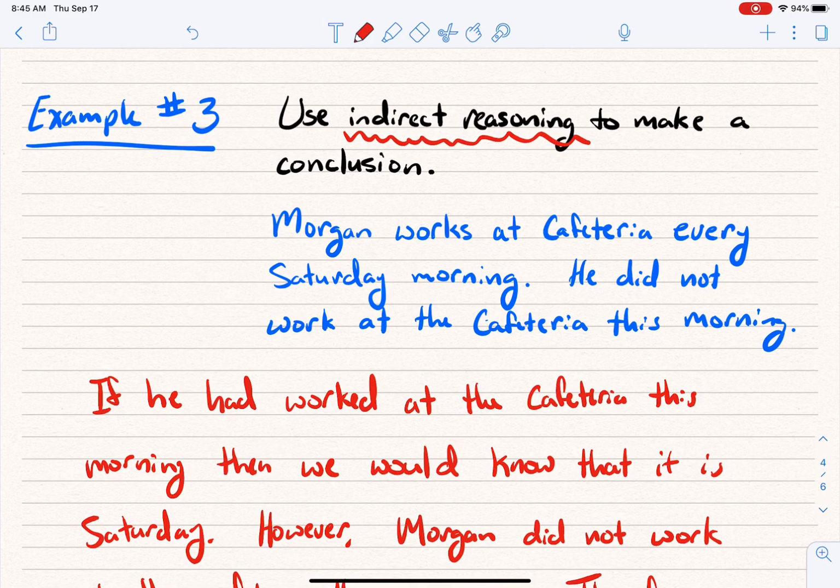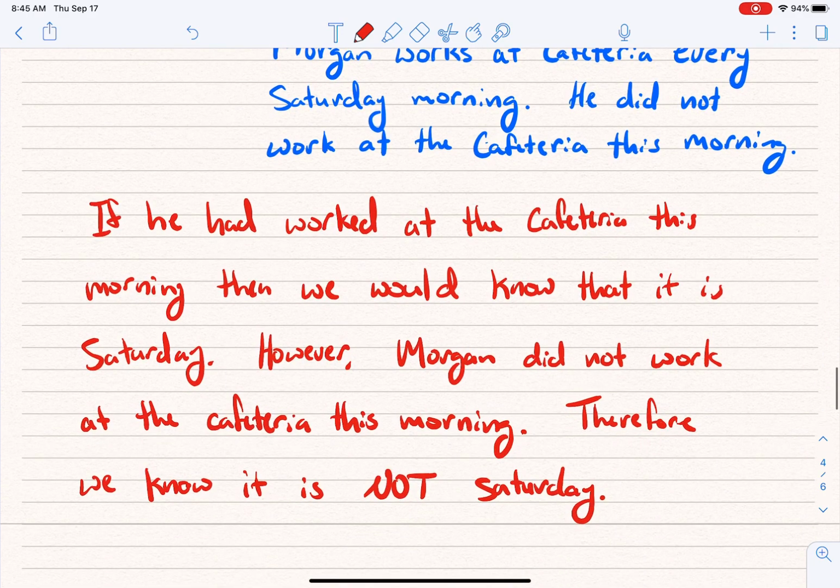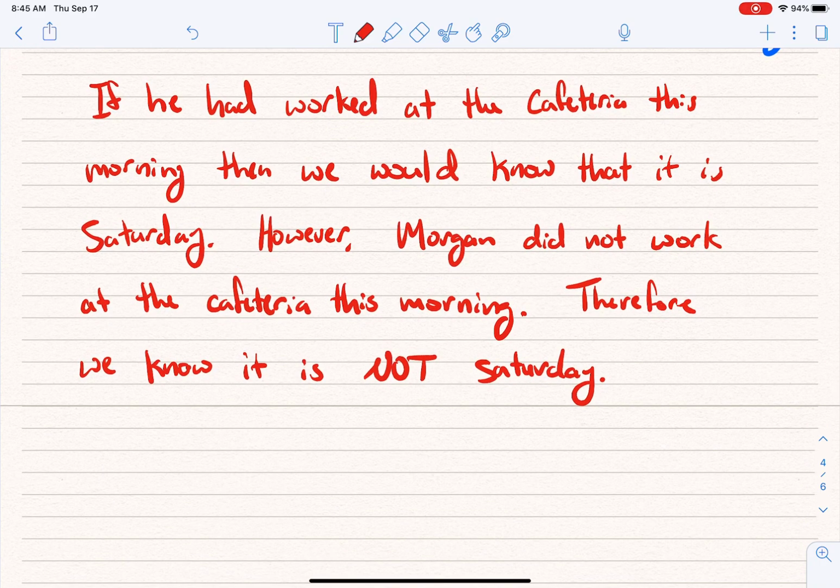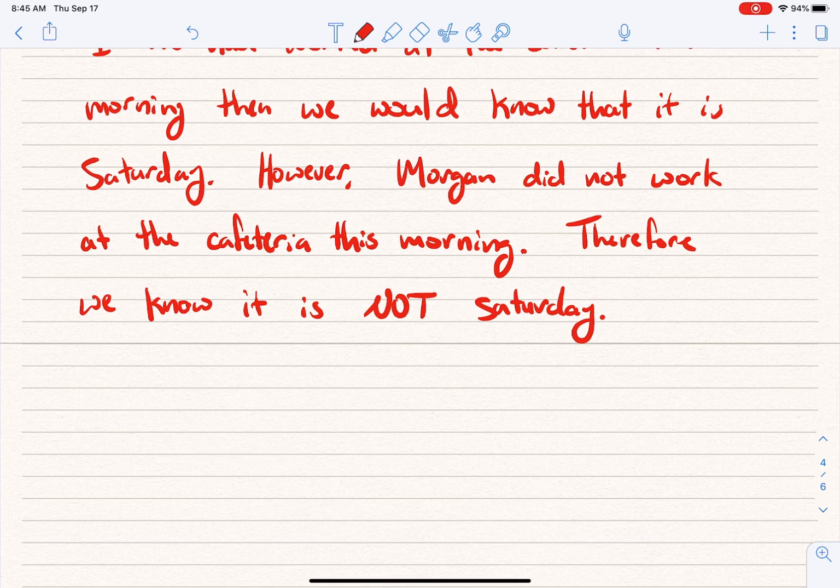This idea of indirect reasoning is we're ruling things out. If we know that Morgan works at the cafeteria every Saturday morning, but he did not work at the cafeteria this morning, we kind of automatically know. We say, well, we know then it can't be Saturday. Well, why? Because if he had worked at the cafeteria this morning, then we would know that it is Saturday. However, Morgan did not work at the cafeteria this morning. Therefore, we know it is not Saturday.